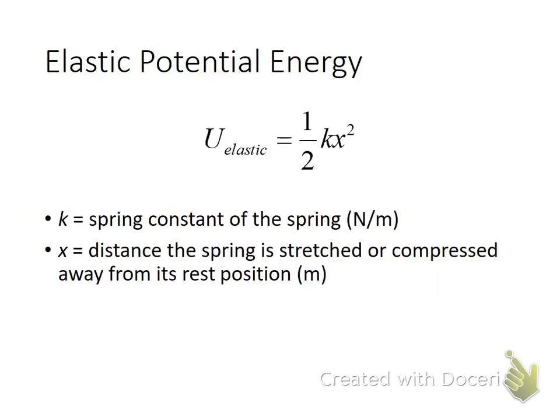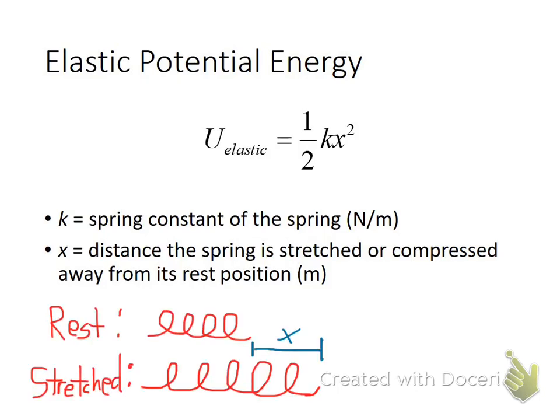Then there's elastic potential energy. This is how much energy is stored in a stretched or compressed spring or rubber band or something like that. X is going to be the distance away from its rest position that it's stretched or compressed. So do note that X is not the length of the spring, it's simply the distance away from its rest position that it's stretched. Look at where it ended before, look at where it ends now, find the difference.